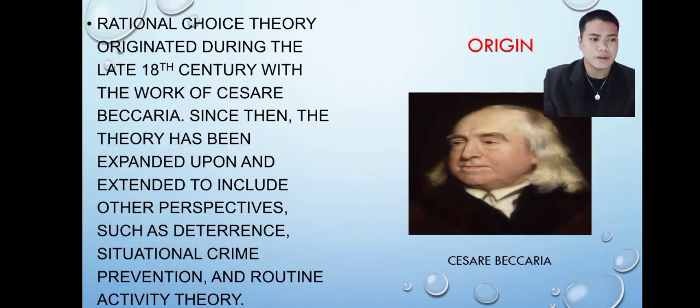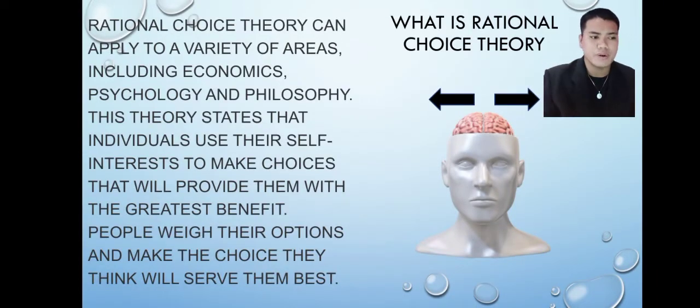Origin of rational choice theory. Rational choice theory originated during the late 18th century with the work of Cesare Beccaria. According to Beccaria and most classical theories, free will enables people to make choices. Beccaria believed that people have a rational manner and apply it toward making choices that will help them achieve their own personal gratification.